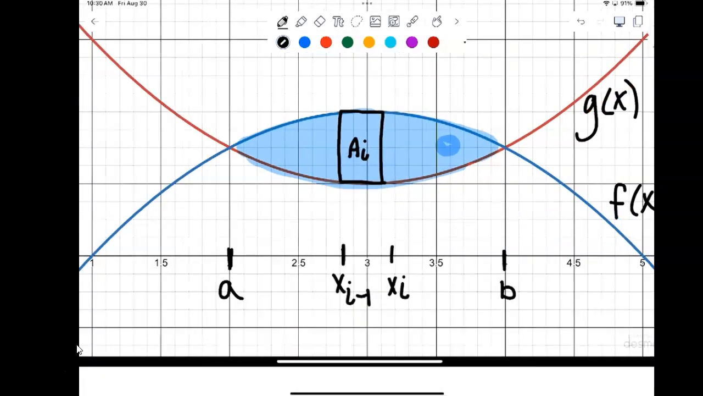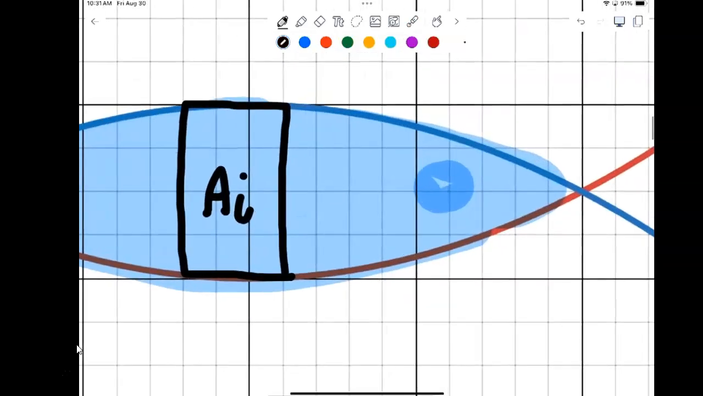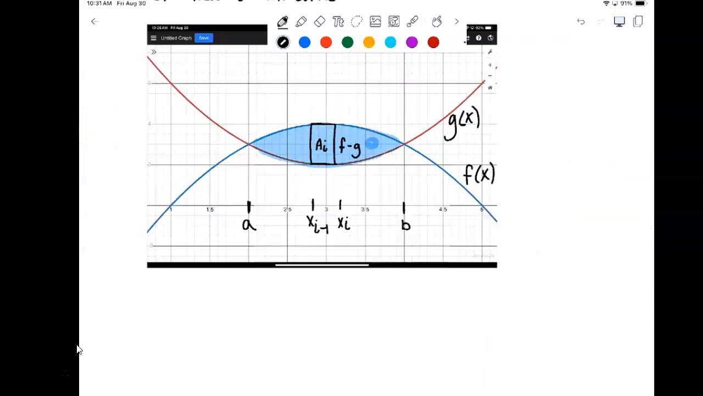What will we do to get a sub i? Well, we'll realize that this length right here is just the difference between f and g, right? That'll be the height of our rectangle. And the width is just delta x i, the width of our interval. So we realize in this picture that the height will be just f minus g.